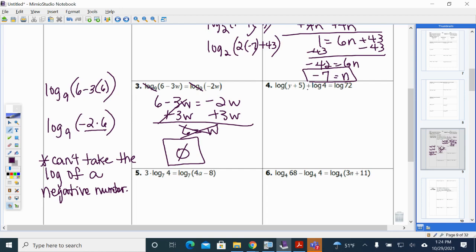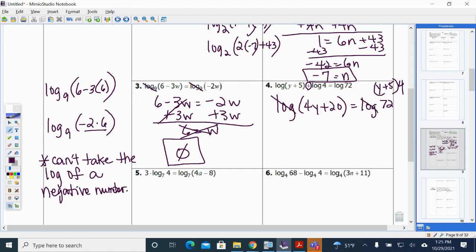And because there's a plus in the middle, we're going to use multiplication to put these 2 logs together. So it's going to be log of, you've got the y plus 5 times the 4, which is going to be 4y plus 20 is equal to log of 72. So all I did there was I condensed the 2 logs into 1 through multiplication because they were being added together. Those are the rules of logs, the rules of exponents.